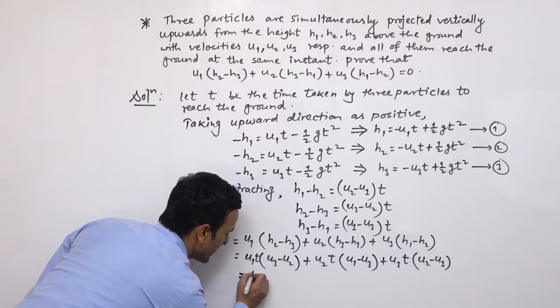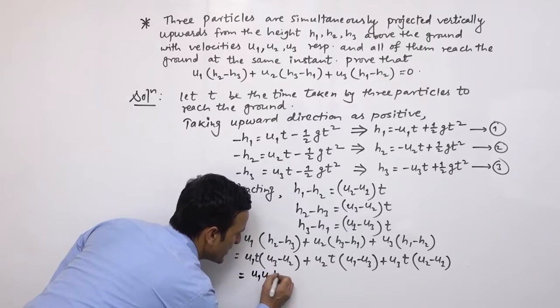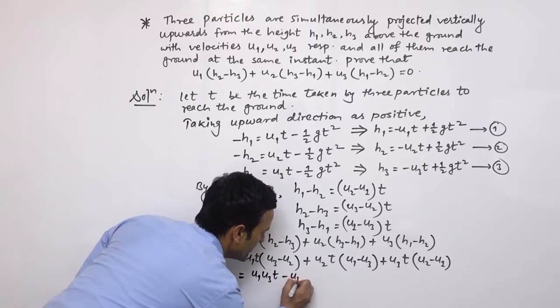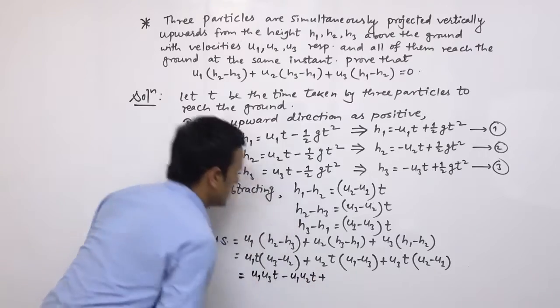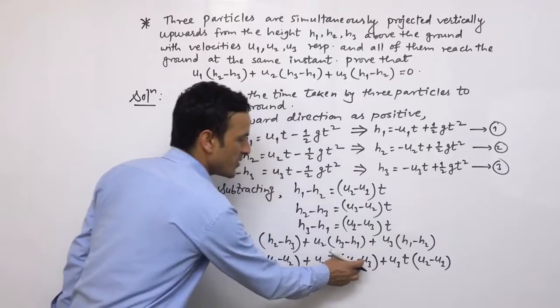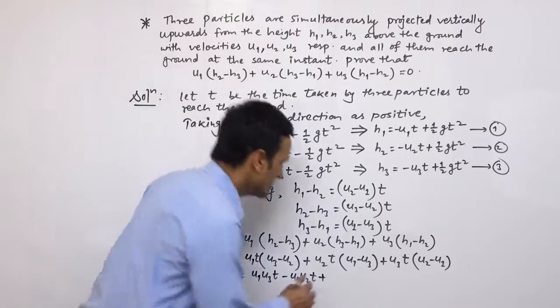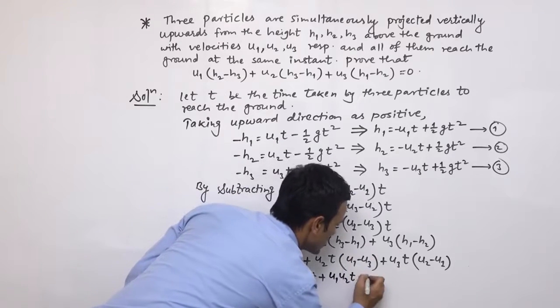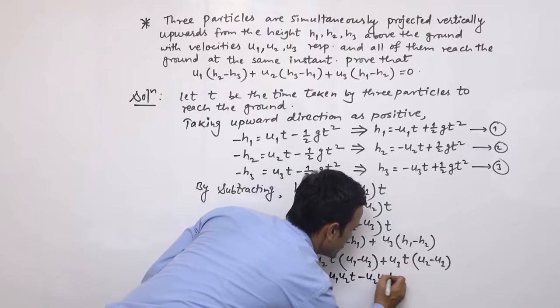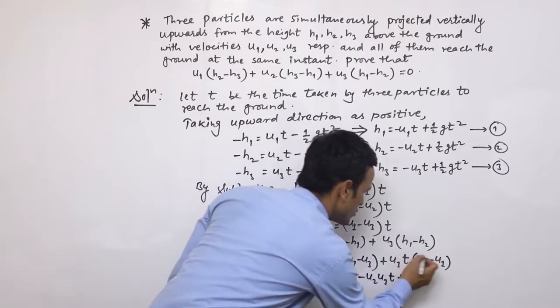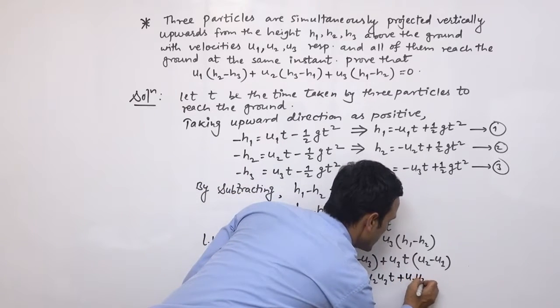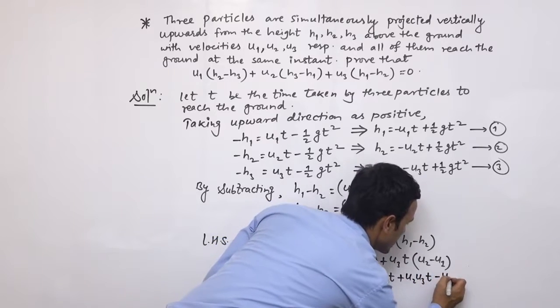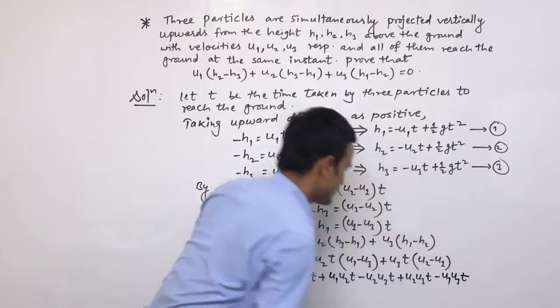Look at here, U1, U3. So it will be U1, U2, T, U1, U2, U1, U2, T. And after removing this bracket by multiplying this term, again, U1, U2, T minus U2, U3, U2, U3, T plus U2, U3. So U2, U3, T minus U1, U3, T.